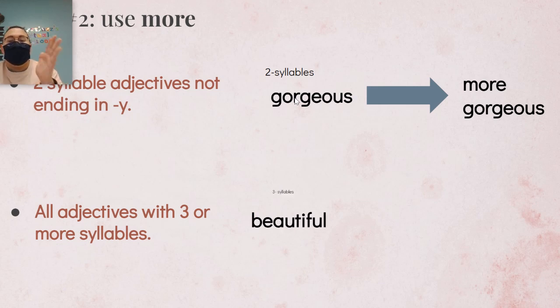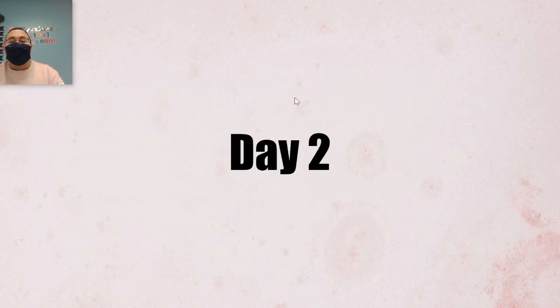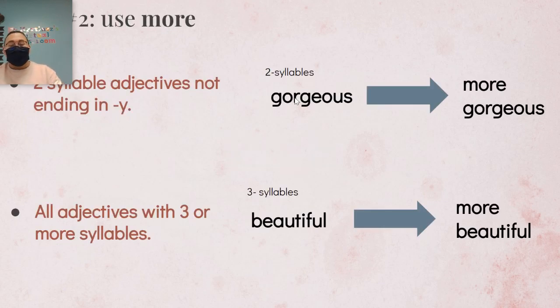Beautiful. Beautiful. 3 syllables. So I add the word more in front of it. More beautiful, right? So with your rules, you are going to have some practice.